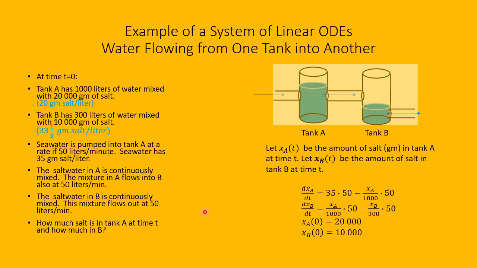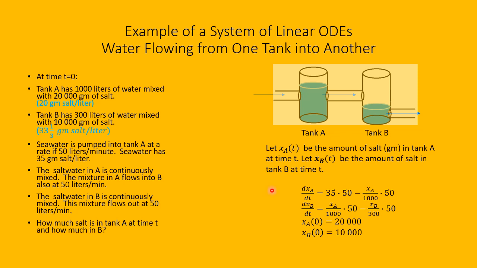So the question we're going to answer is how much salt is in tank A at time t and how much is in B. Okay, so we're looking at the amount of salt measured in grams, not concentration. So let x sub A of t be the amount of salt in grams in tank A at time t, and let x sub B of t be the amount of salt in tank B at time t.